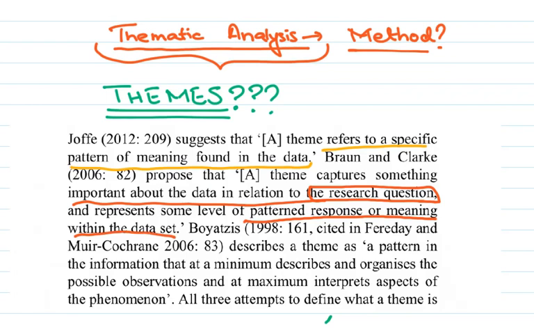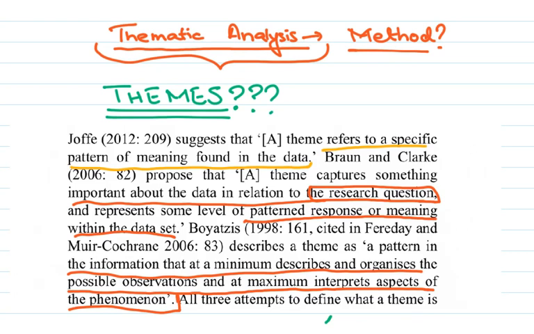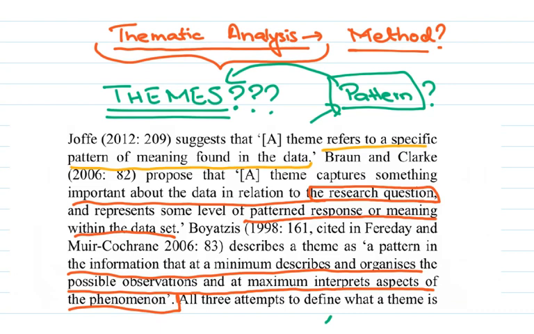Right. Then you have Boyatzis, who describes a theme as a pattern in the information that at a minimum describes and organizes the possible observations and at maximum interprets aspects of the phenomena. Now, one thing that you might have noticed is that all three of these different takes on what a theme exactly is, right? All of them use the word pattern in describing a theme, right? So what does this tell you? Does this tell you something about what a theme essentially ought to look like?